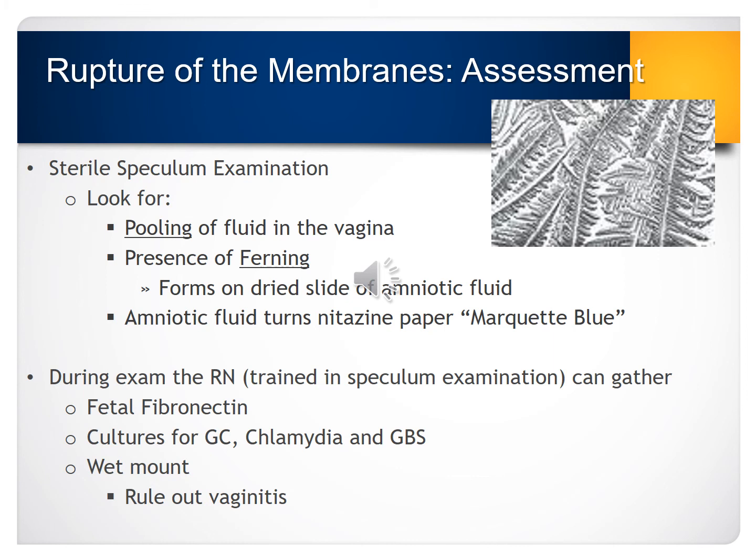Or we can use nitrazine paper, and it looks just like pH paper. And if we swab the vaginal area and we rub that swab on that paper, it turns blue. The thing with the nitrazine paper is that semen can also turn the paper blue. And so we use the ferning as a diagnostic test. And then you can also ask for an order for an ultrasound, and the primary care provider can perform an ultrasound to test the amniotic fluid levels.